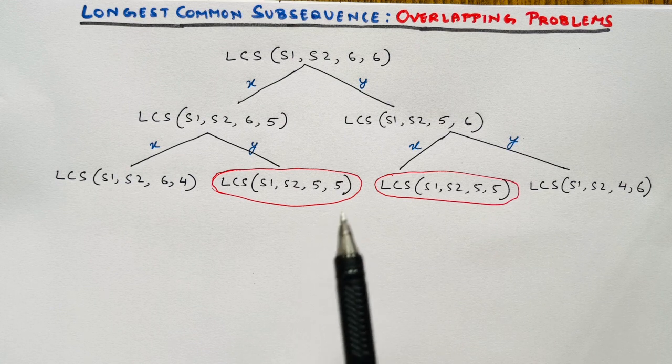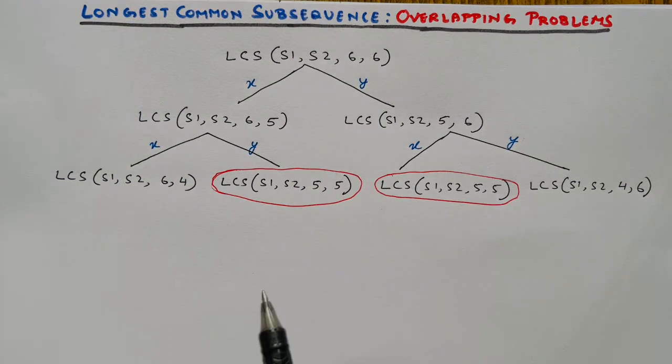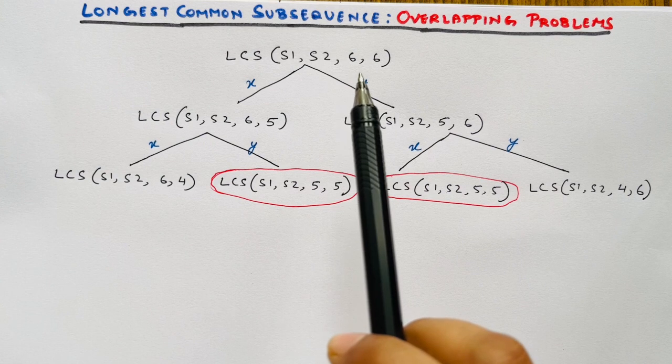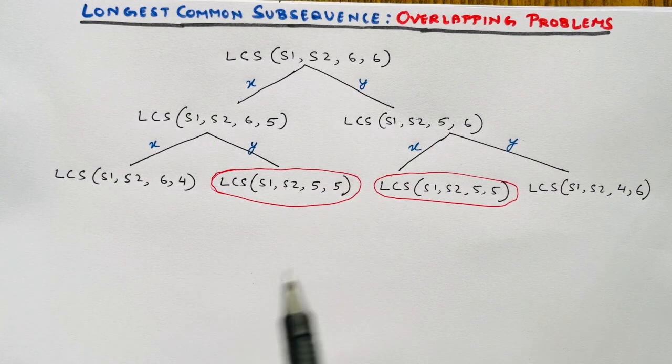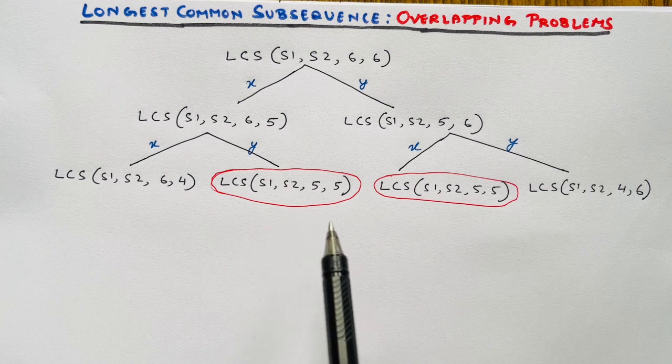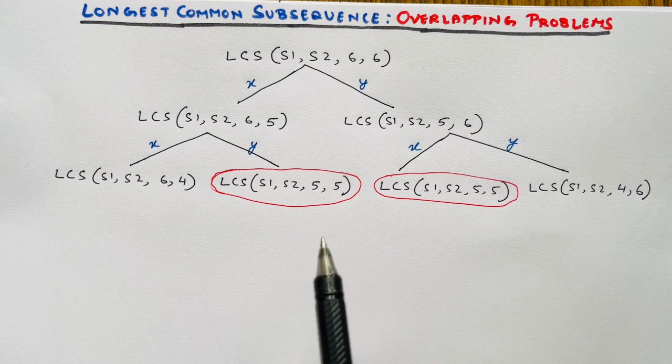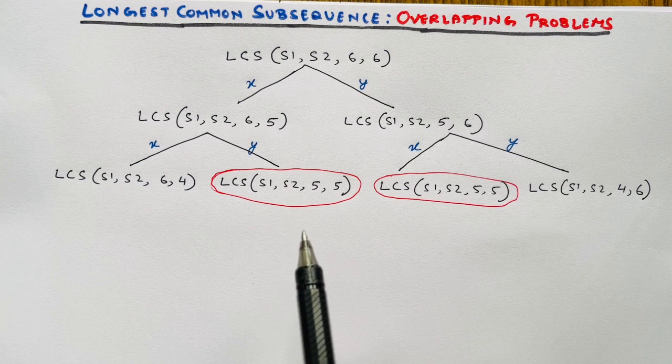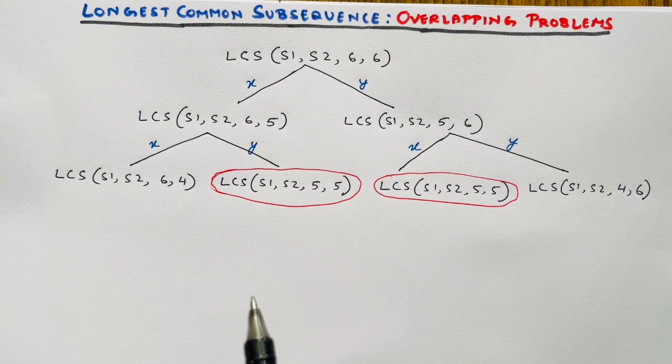Now this is just a small input size. If this input size was large and we had drawn the full tree, then we would see that the number of such overlapping problems will become huge. And every overlapping problem we'll have to solve multiple times. This is hugely inefficient. So what do we do about it?